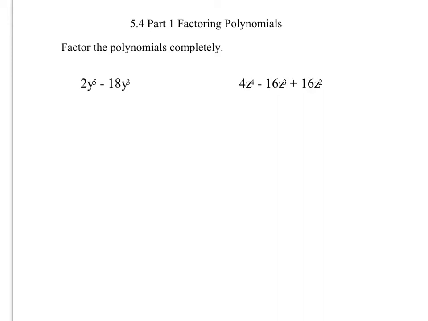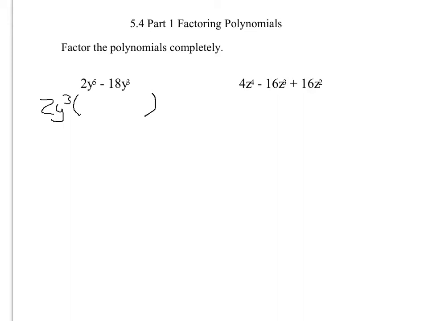So we always want to take a look and see, is there anything that we can pull out of all of our terms. So here the coefficients for both of these are divisible by 2. So we can pull a 2 out right away. And if we also look at our exponents, we have 5 y's here, we have 3 y's here, so we can take 3 y's out of everything. Now, the question is what's left?